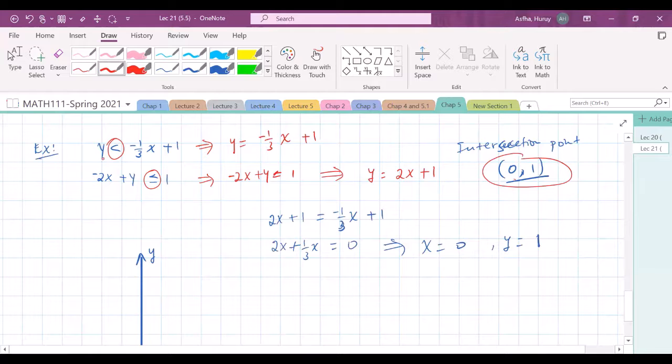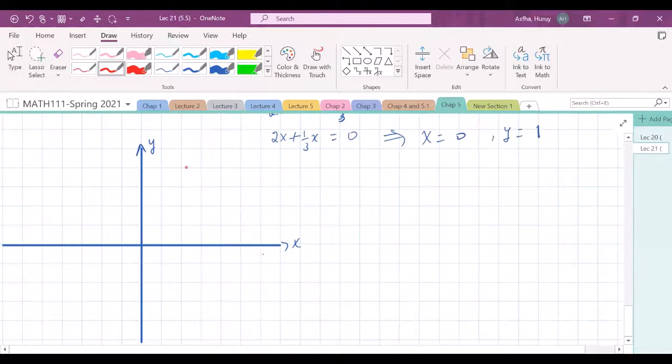For example, if you try it here, we have 1 less than 1, which is not true, because this is strict. Therefore, this is not a solution to the system of linear inequalities. It's a solution to only one of them. But in order to say this is a solution to the system, it has to be a solution to both of them.